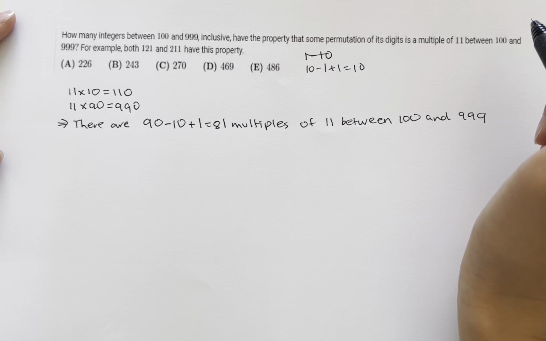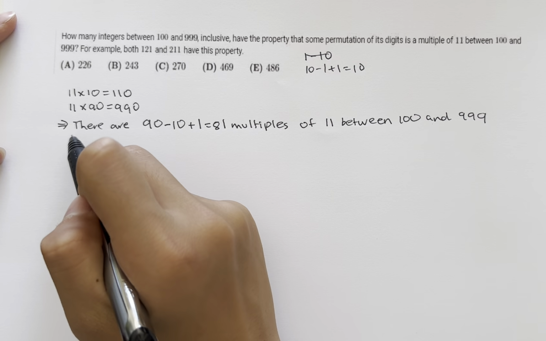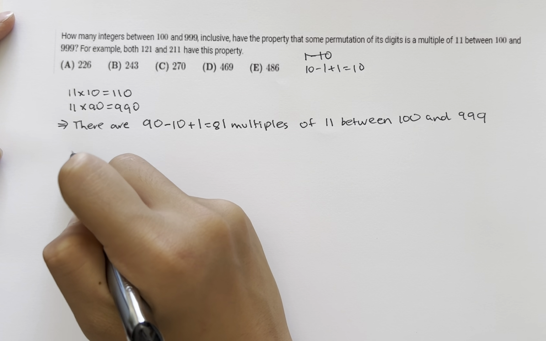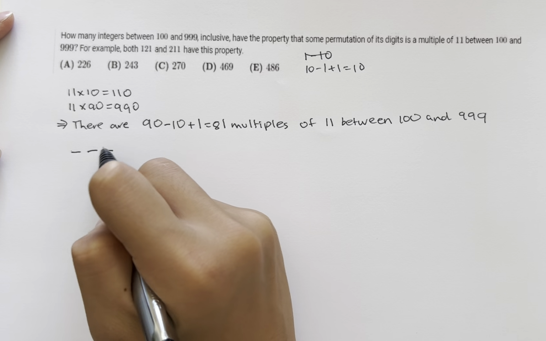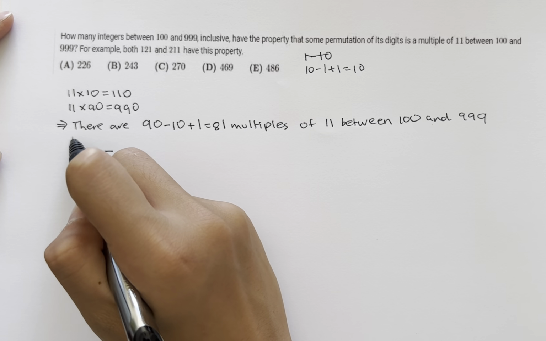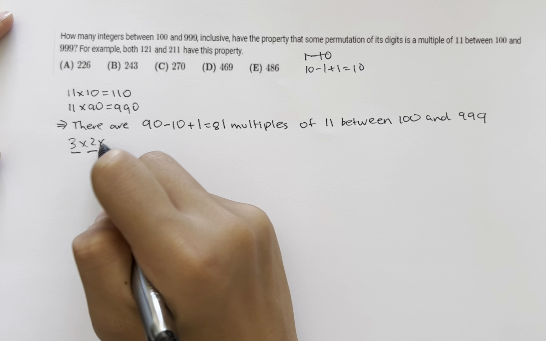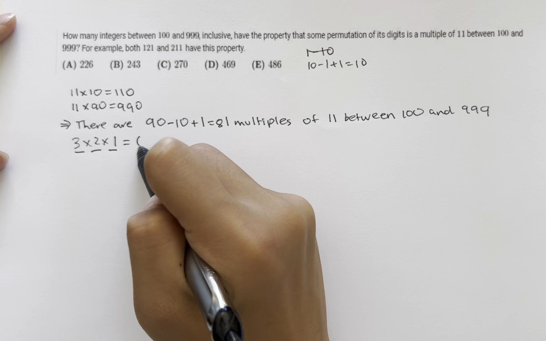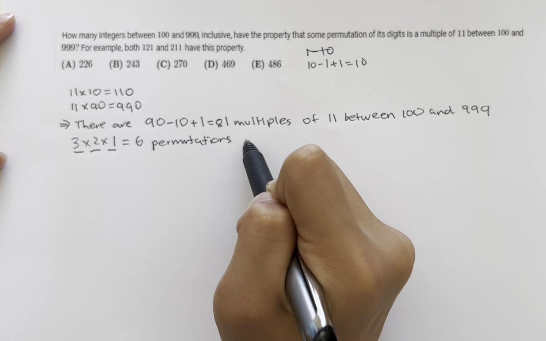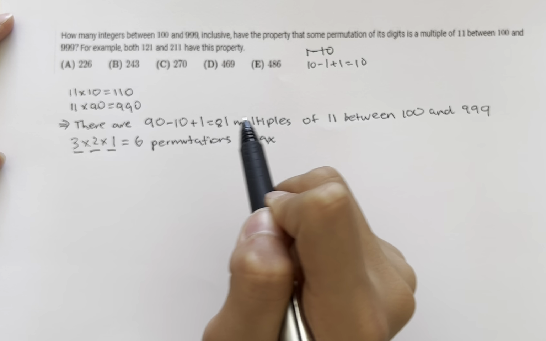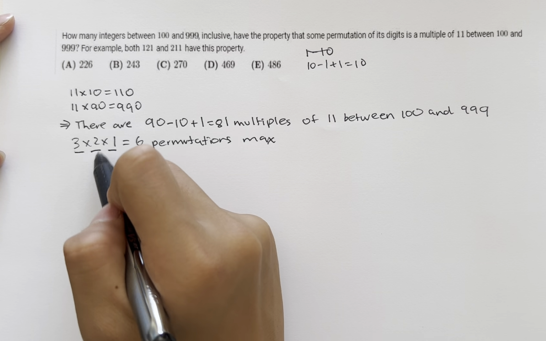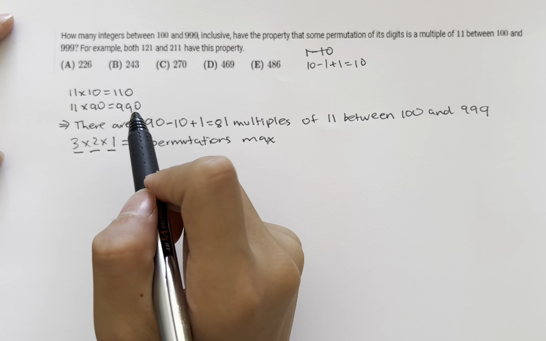And using this, note that if you have 3 numbers, there are 3 factorial ways to arrange them. If you have 3 blanks and you want to see how many permutations you can get, it'll be 3 times 2 times 1 equals 6 permutations max for any 3-digit number. For the first blank, there are 3 possibilities. For the second blank, there are 2 possibilities. And for the third blank, there is 1 possibility.